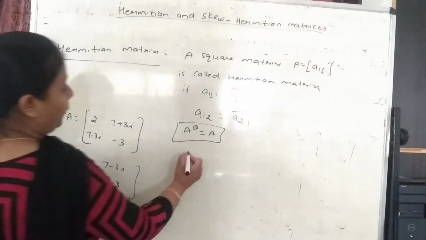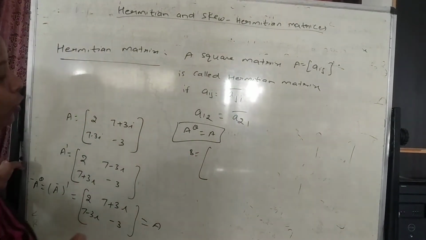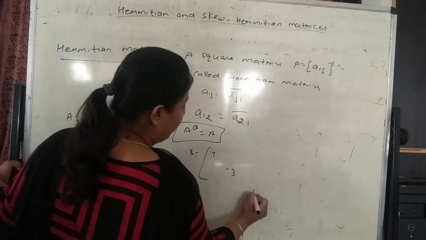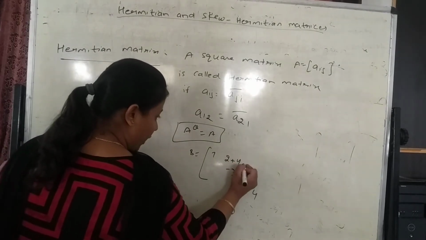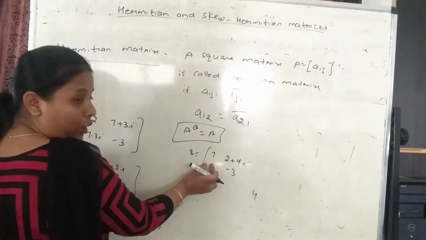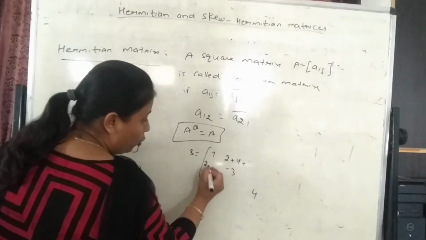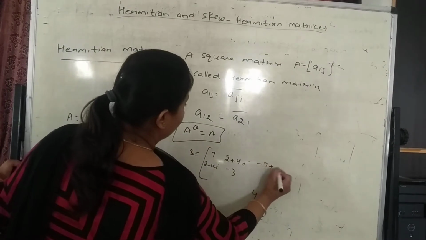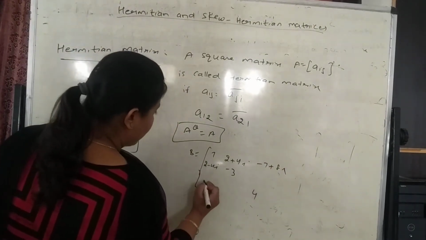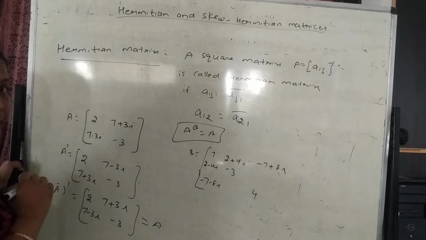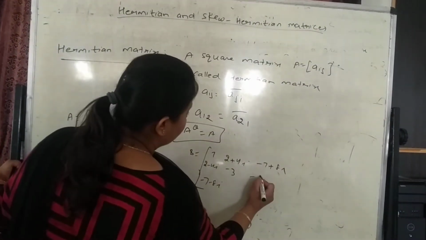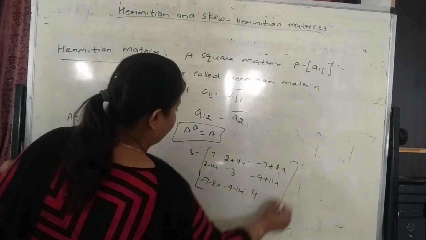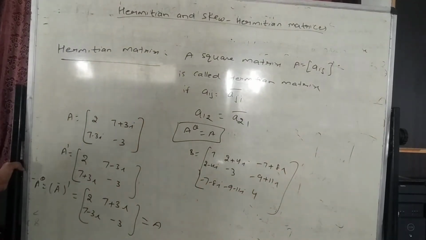Let us take another example B. We will take it of 3 cross 3 order. Firstly, we take the diagonal elements real: 7, minus 3, 4. Here 2 plus 4 iota. This is the A12 element. It should be equal to the A21 element, 2 minus 4 iota, by taking its conjugate. It is A13, minus 7 plus 8 iota. So here it should be minus 7 minus 8 iota. Another, let us take minus 9 plus 11 iota. Here it should be minus 9 minus 11 iota. This is an example of a Hermitian matrix.